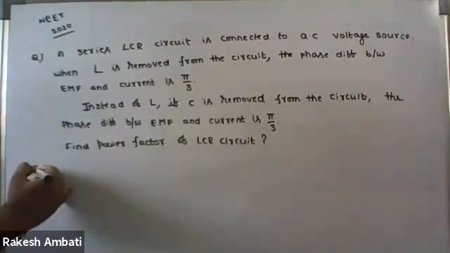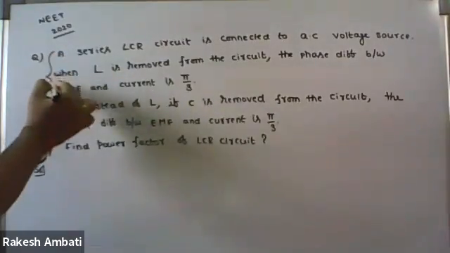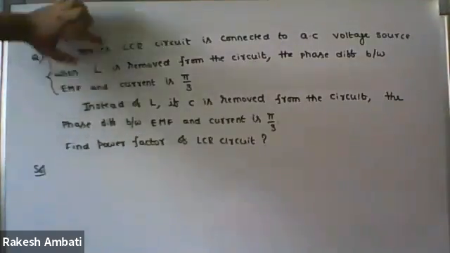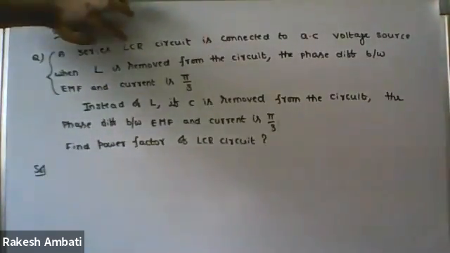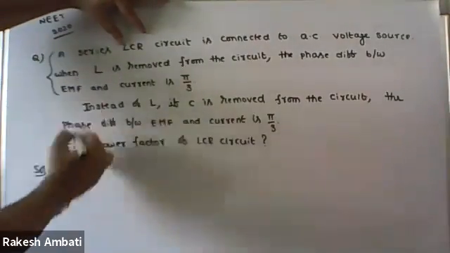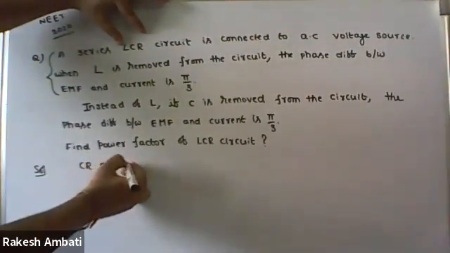So see, the solution is very easy. First of all, you refer to the first case. In the first case, L is removed. L is removed means in the first case, this LCR circuit behaves as a CR circuit.